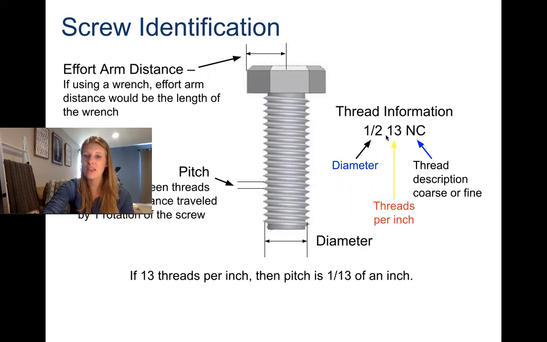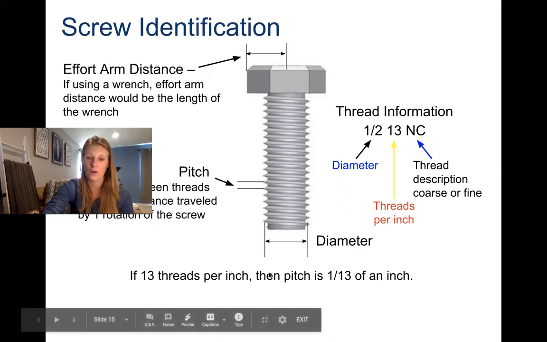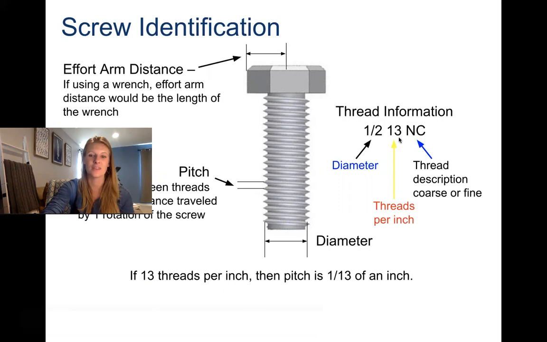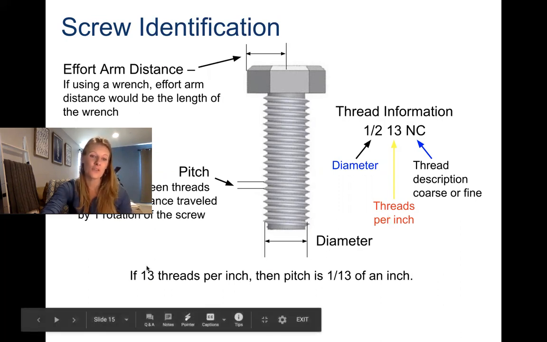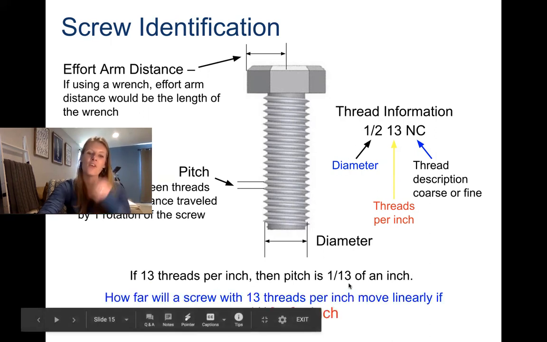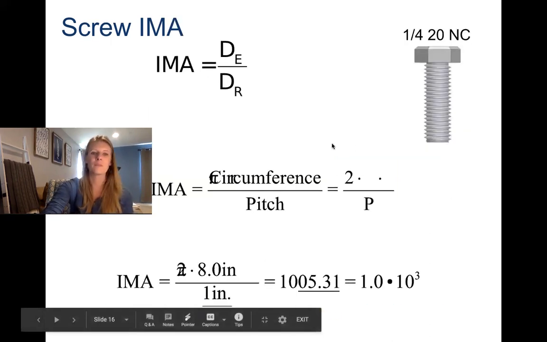It's gone one revolution, it's gone down into the wood by that much. And that is indicated here. The pitch is not 13. The pitch that we're going to care about is 1/13. This is threads per inch. If there's 13 threads per inch, then the pitch is going to be 1/13 of an inch. So let me show you the formula.